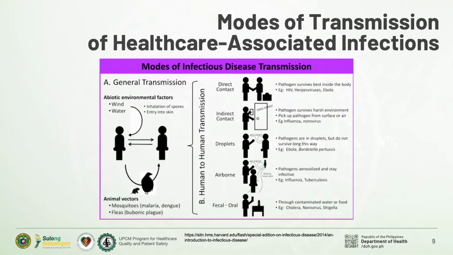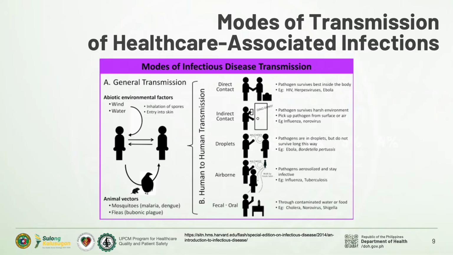Indirect contact involves those pathogens which survive harsh environments. Basically, you pick up a pathogen from the surface or air. Examples include influenza and noroviruses, which may be carried by thermometers, medical devices, or toys which are inadequately decontaminated. So these likely are one of the most common transmission sources of healthcare-associated infections.